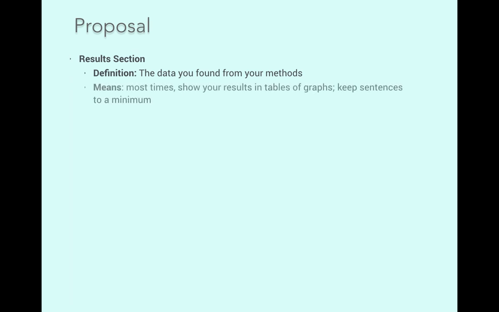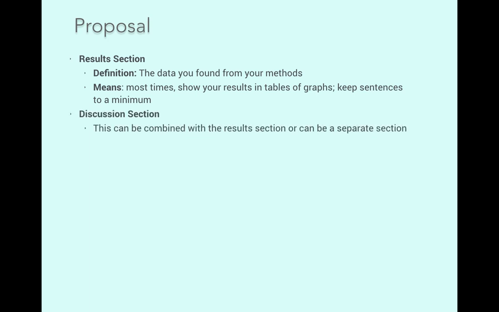All right, guys, now we get into the results. Basically, it's the data that you found from your methods. What are the endpoints? And it's best revealed through tables and graphs. If you can keep your sentences to a minimum, it's helpful. Where do you land those sentences? Well, you land them when you're trying to interpret the data. Now, this section can be combined with the results section, meaning you can have a results and discussion section. But sometimes it's separated, and that's why I've listed it as such here.